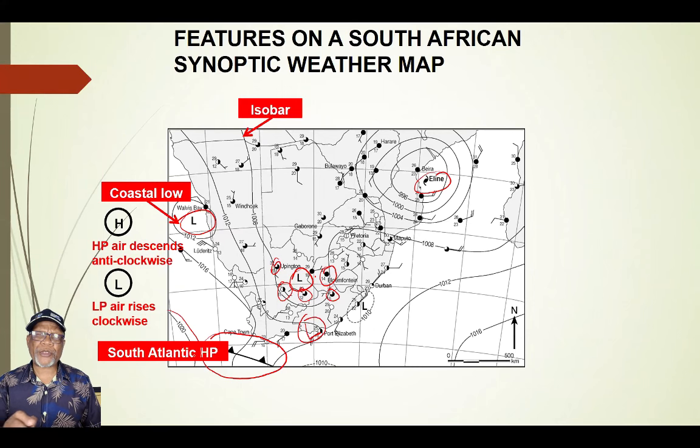And you must know the air circulation around the high pressure cell is anti-clockwise in the southern hemisphere, but the air circulation is clockwise for low pressure in the southern hemisphere, and the opposite will be correct when you go into the northern hemisphere. The anticyclone will be clockwise, and the cyclone will be anti-clockwise.